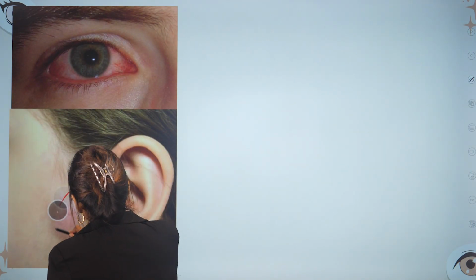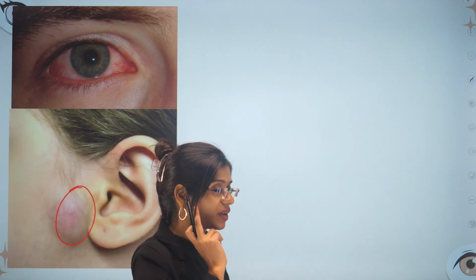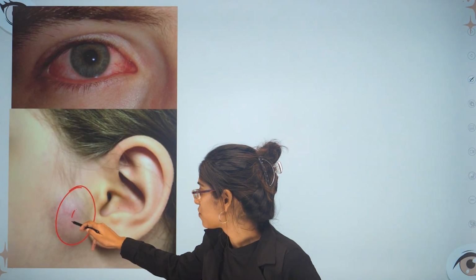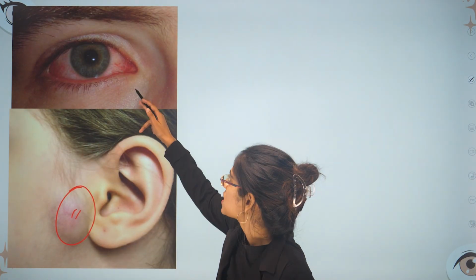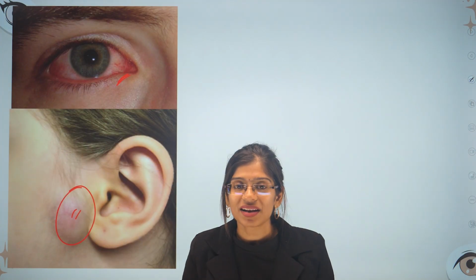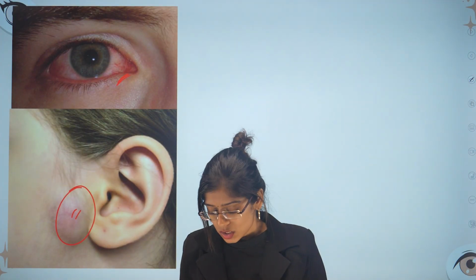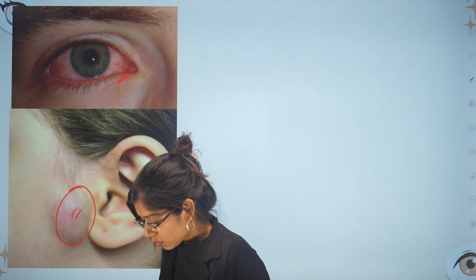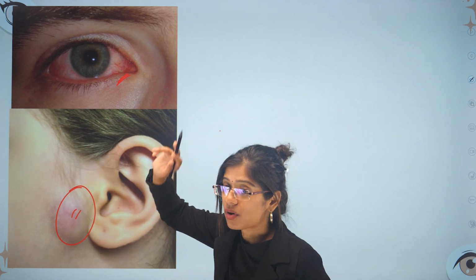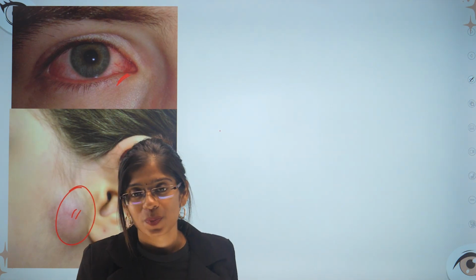What is this? Which kind of conjunctivitis it is? You can see preauricular lymphadenopathy. In front of the ear, you can see the lymph node has swollen. You can see the eyes which look reddish here. So, this is a case of viral conjunctivitis.